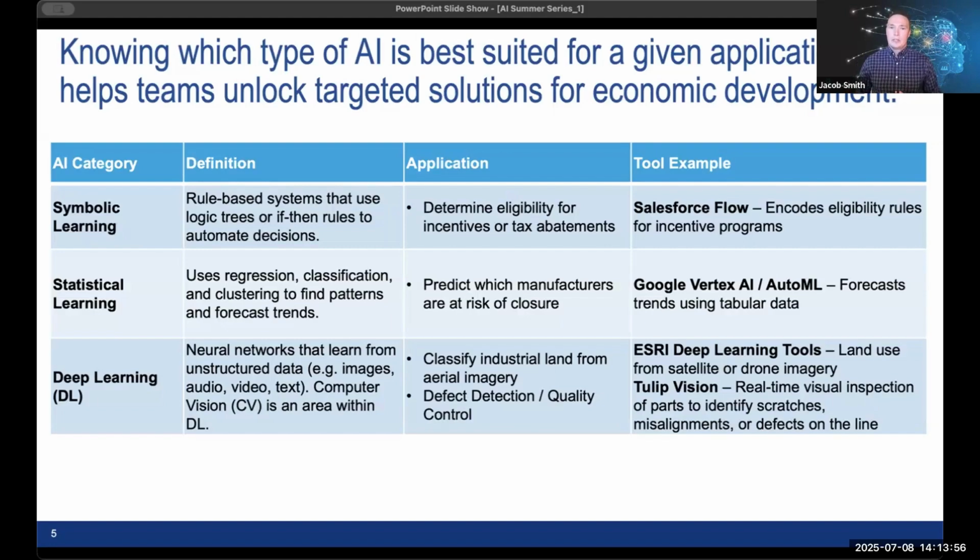And there are specific tools that are geared towards this type of application. So deep learning tools that you can fine tune and customize to pick out different things from satellite or drone imagery, or tools like Tulip Vision that you can use in the factory for real-time visual inspection of parts, misalignments, defects on the line, those types of things.